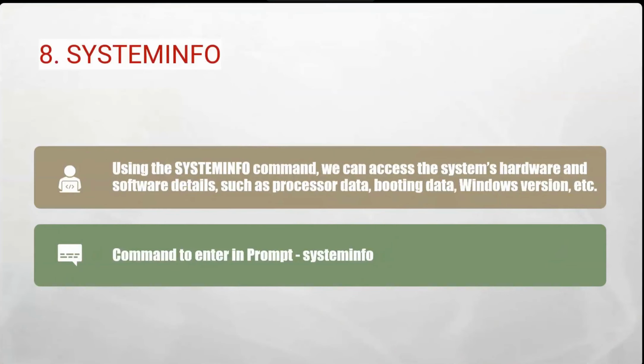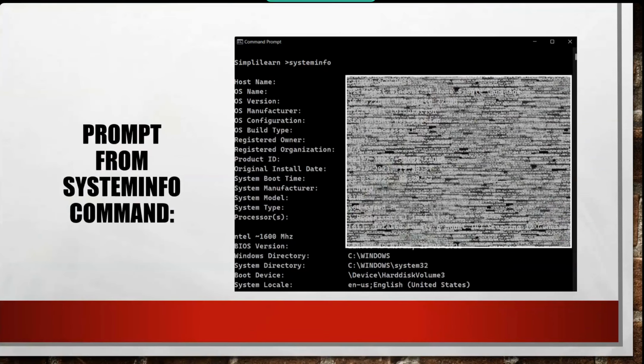Lastly, we will make use of systeminfo. It shows us the information of the system, the hardware components of the system. Using the systeminfo command, we can access the system hardware and software details such as processor details, boot time, Windows version, etc. The command we use is systeminfo, and we get the OS name, the OS version, the manufacturer of the laptop, the OS configuration, the OS build, and every other detail that we need is provided by systeminfo.